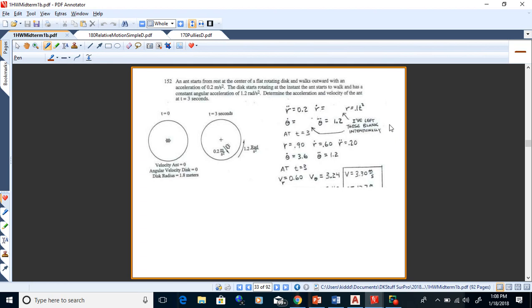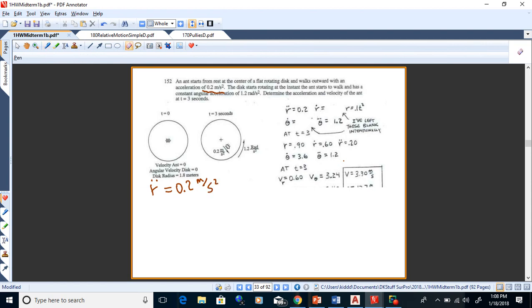All right, so what we've got here is an ant starts from rest on the center of a flat rotating disk and walks outward with an acceleration of 0.2 meters per second squared. The disk starts rotating at the instant the ant starts to walk and has a constant angular acceleration of 1.2 radians per second squared. So what we've got there is r dot dot, and what that equals is 0.2 meters per second squared.